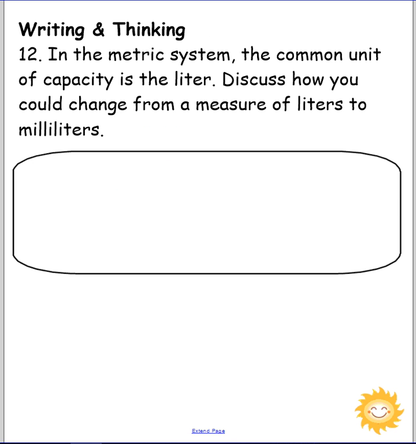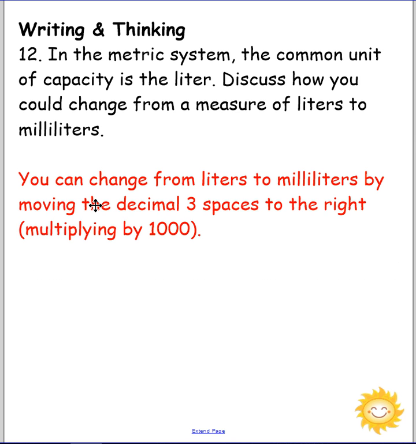So take a minute and think and write down some ideas about this statement. In the metric system, the common unit of capacity is the liter. Discuss how you could change from a measure of liter to milliliters. If you need to look back at your chart, go ahead, but how would you tell somebody to change from liters to milliliters? You can change from liters to milliliters by moving the decimal 3 spaces to the right, which is the same as multiplying by 1,000.